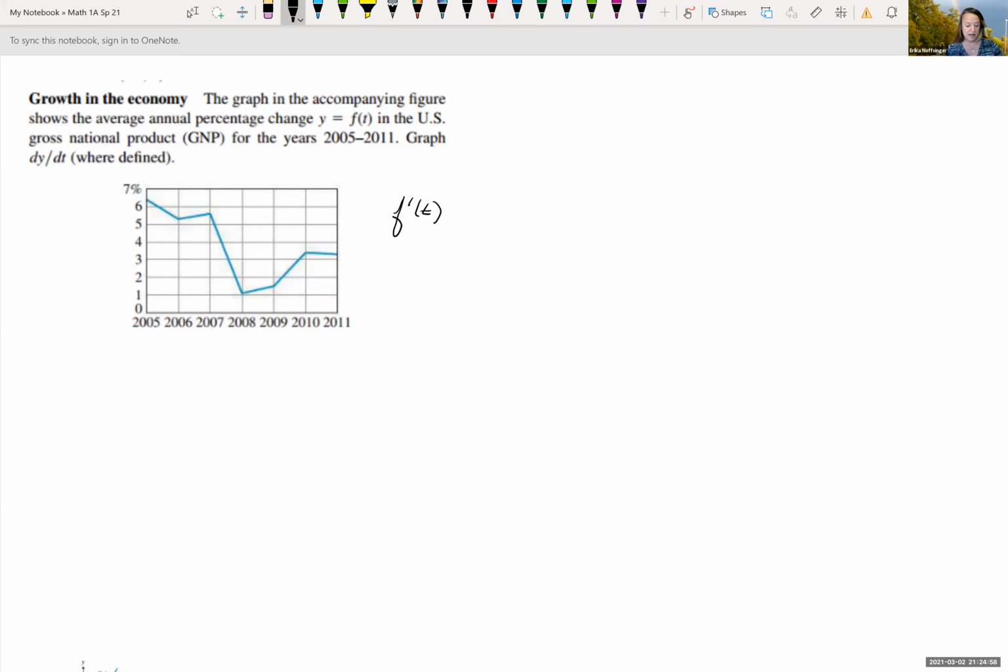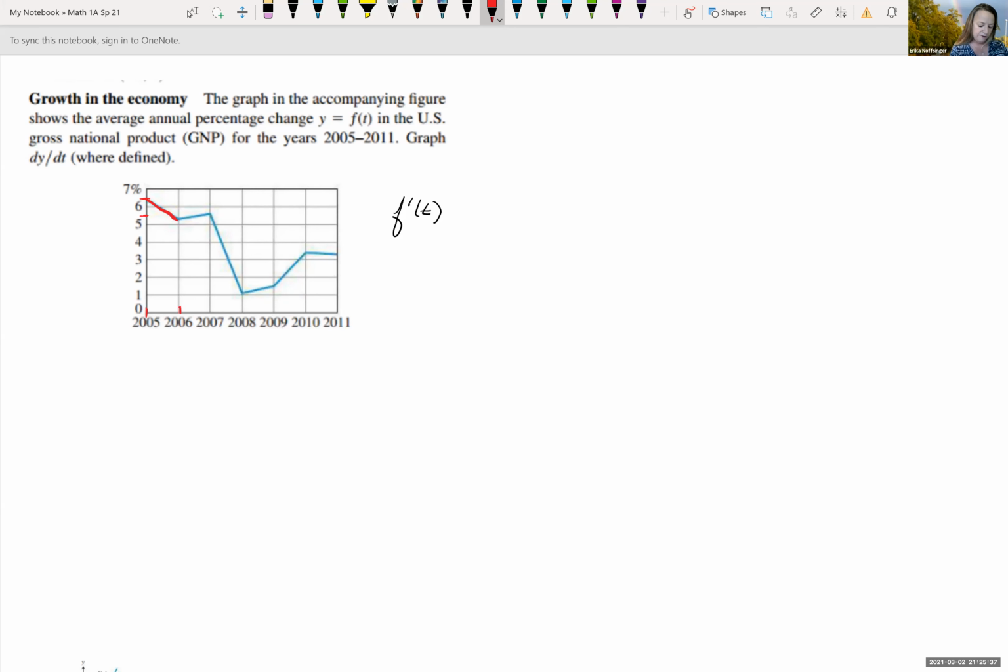This one is not as bad because look at this. It looks like each piece of this graph is a line. We can kind of think of this as a piecewise function. And so let's look at this first piece. Notice that it's decreasing here. And we could probably pretty much figure out what that slope is, right? This y value here is 6.5. Let's say that we're coming down to 5.5. So I'm decreasing 1 as I go over 1 year.